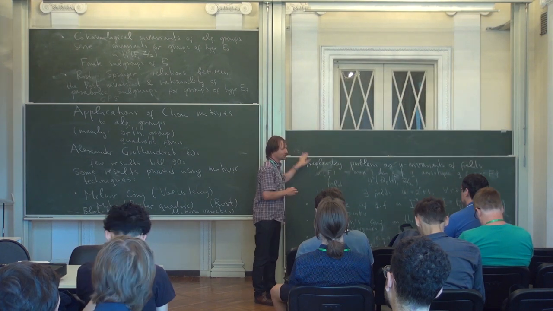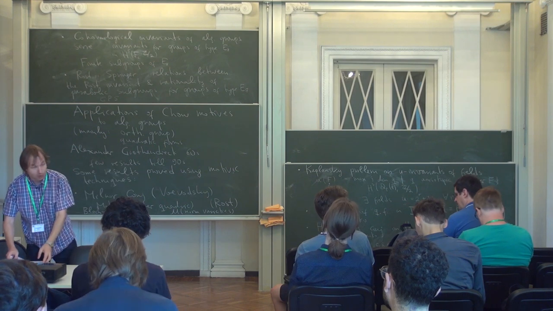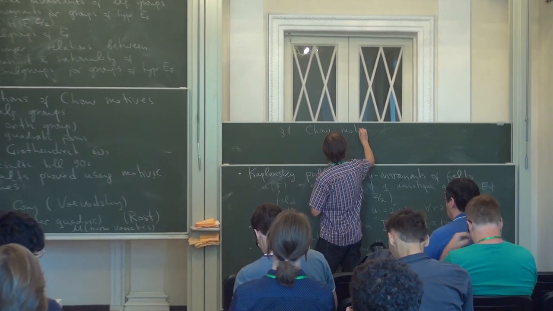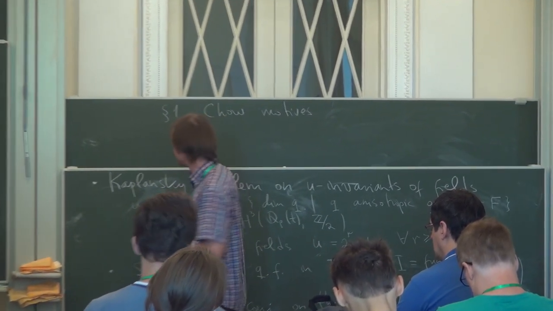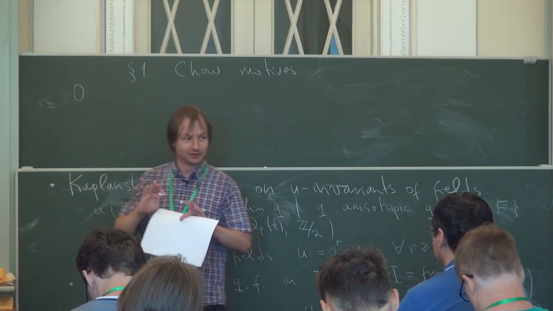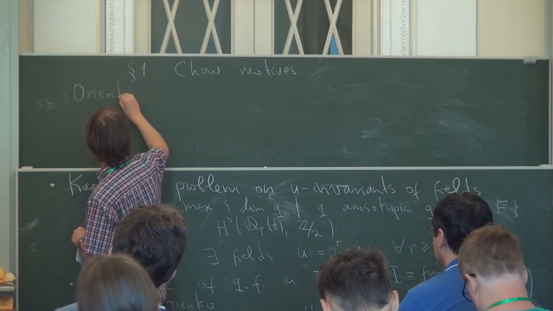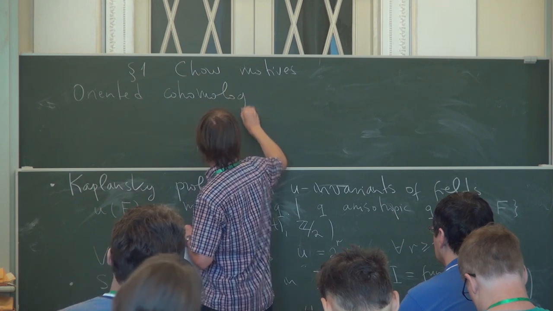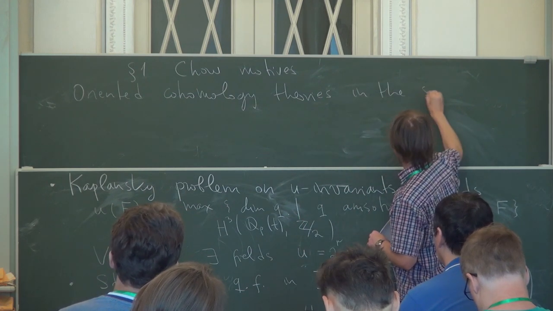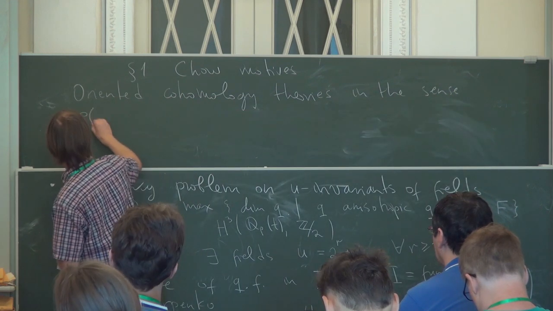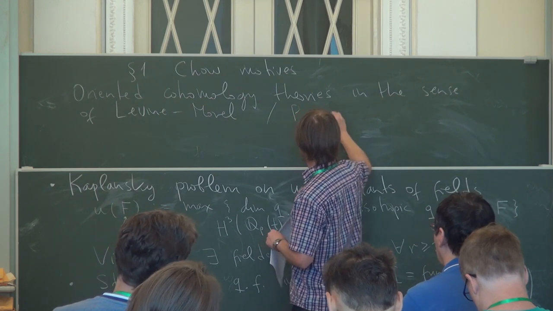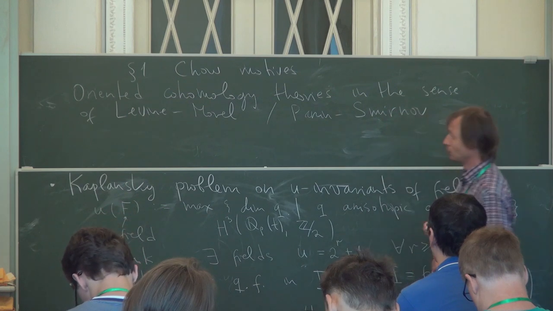Let me start with a very short introduction to Chow motives. Before defining them, let me define very briefly, sketch the concept of oriented cohomology theories, well, in the sense of Levine-Morel, or Panin's, Semenov.